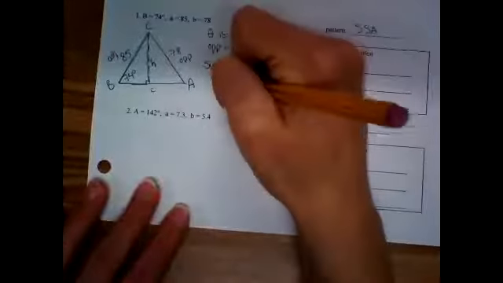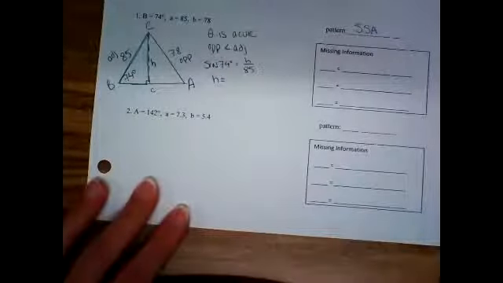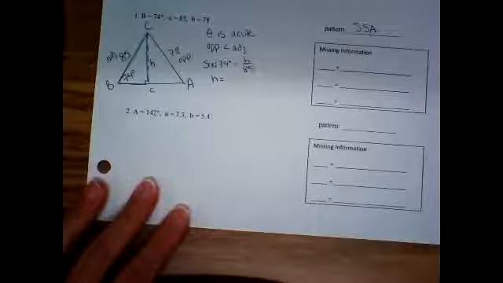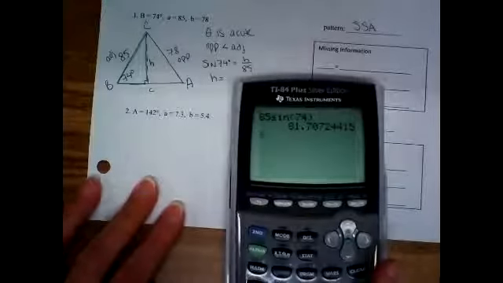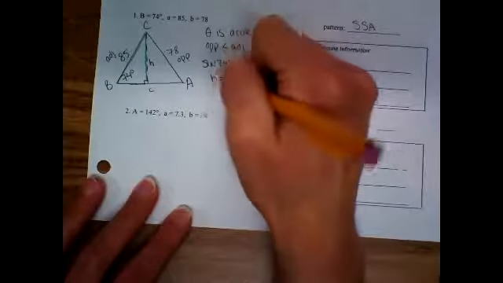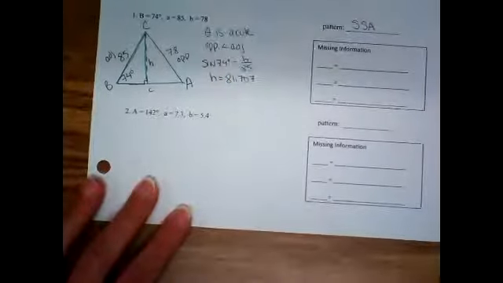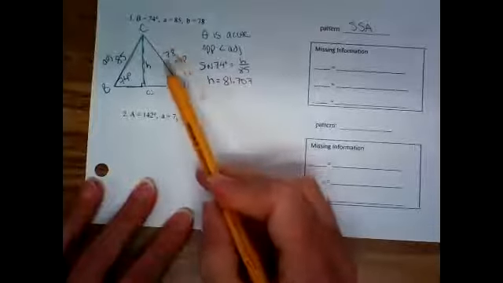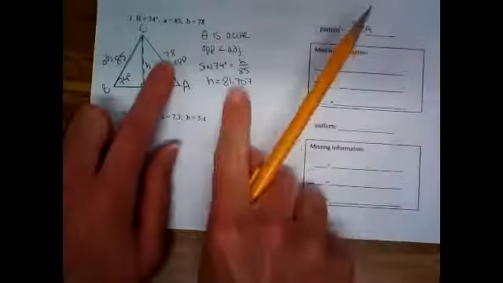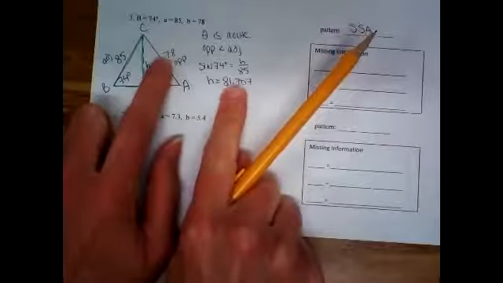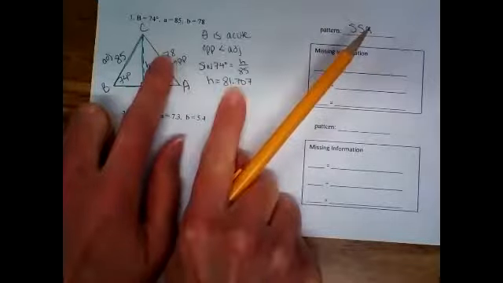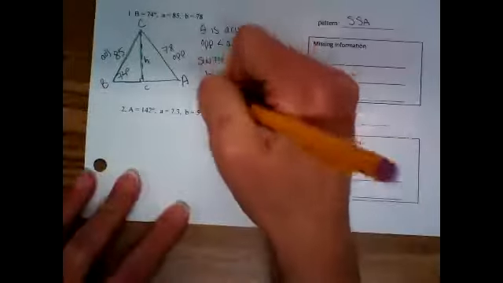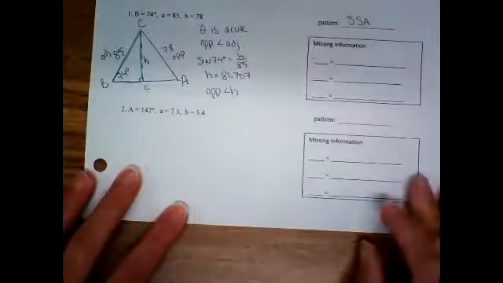You can share when you feel ready, but what did you get for the height? Did you guys get that? 81.707? Okay. And now you're going to compare the opposite side with the height. The opposite side is still 78. That didn't change. How do these compare? The opposite side is what compared to the height? Small. 78 is smaller than 81, all right? The opposite side is smaller than the height.